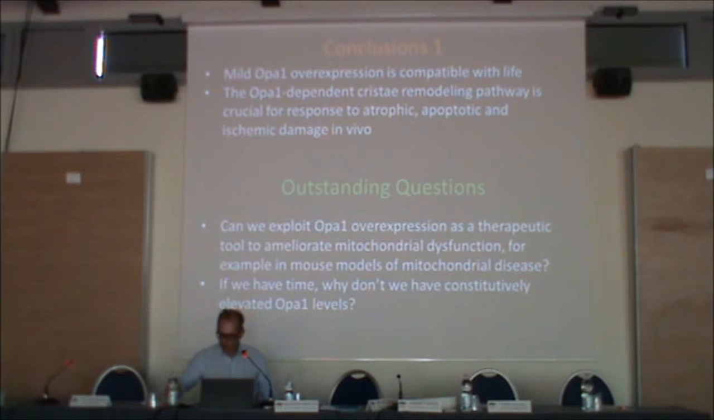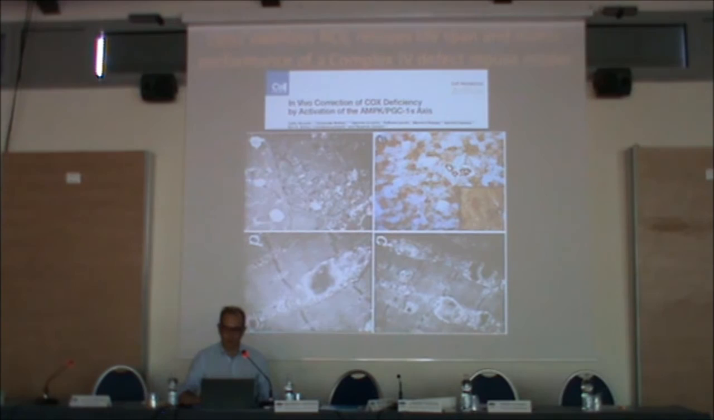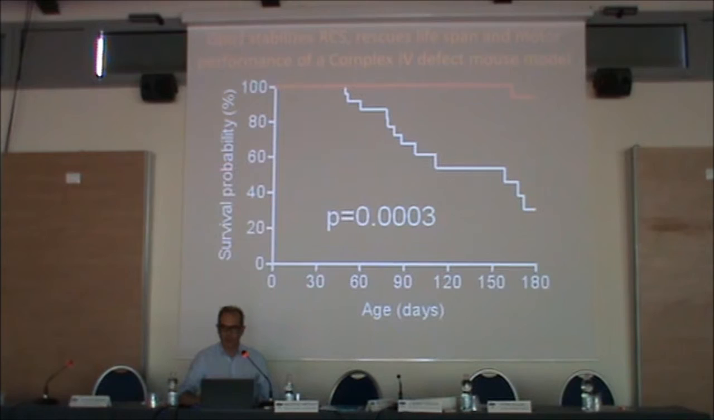So we cross them with Massimo's COX15 knockout in the skeletal muscle, which are very severe, and did they die? This is the survival curve of these mice. This is the survival curve of the OPA1 transgenic COX15 knockouts. And so they're all alive by 6 months, which is when the analysis was stopped for ethical reasons.